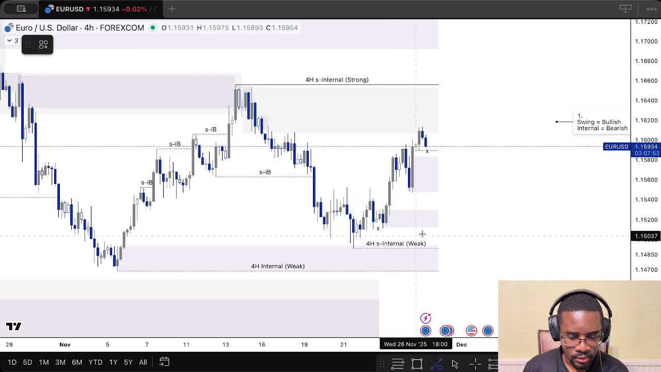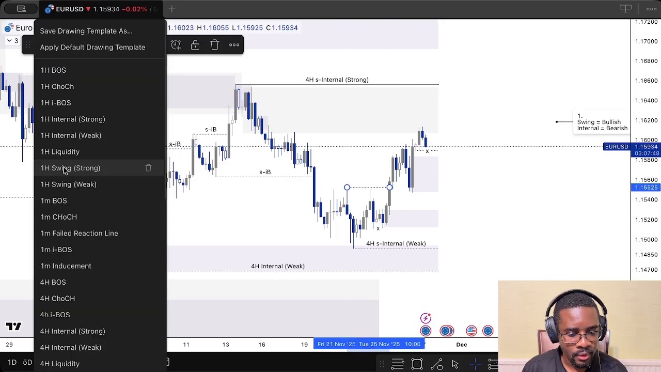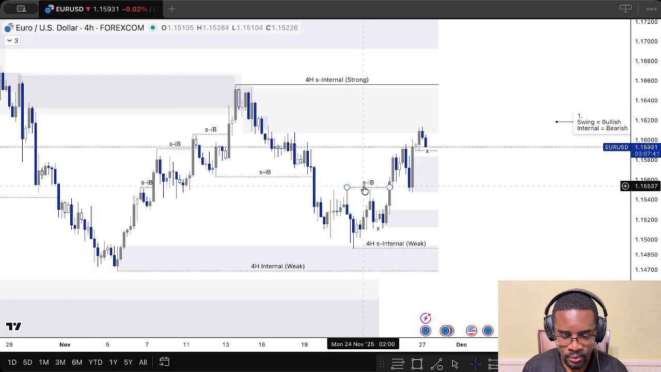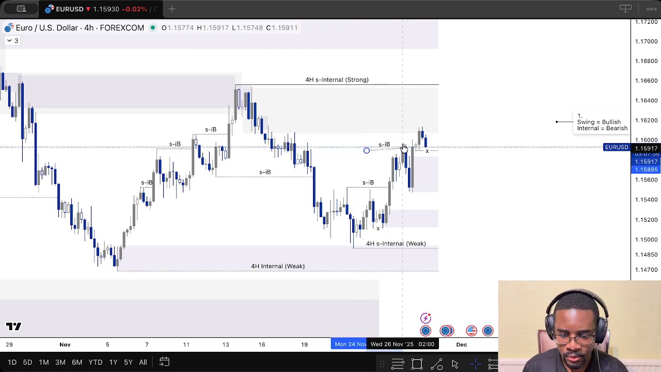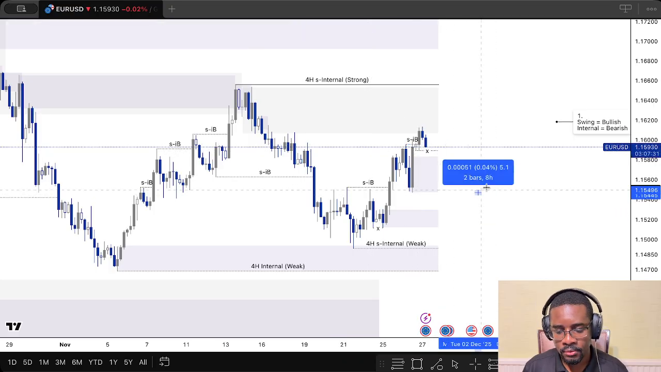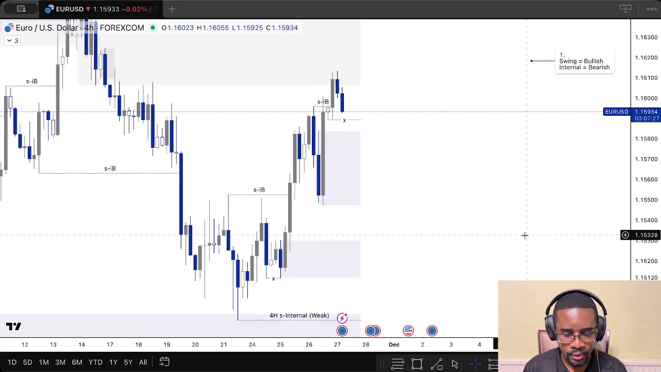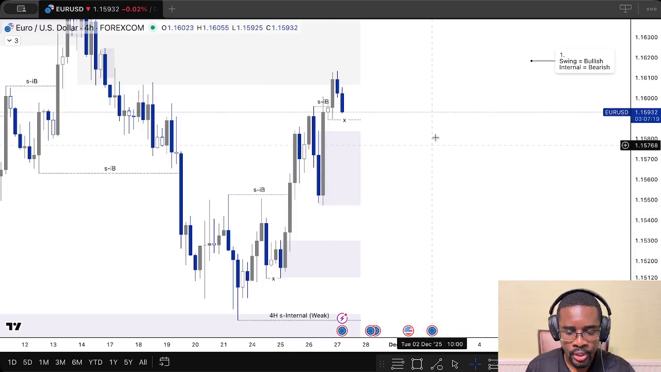Okay, so I have not marked those, so let's mark them. So we have an internal break of structure right there, and then we have another one right there. Okay, so order flow currently is bullish.